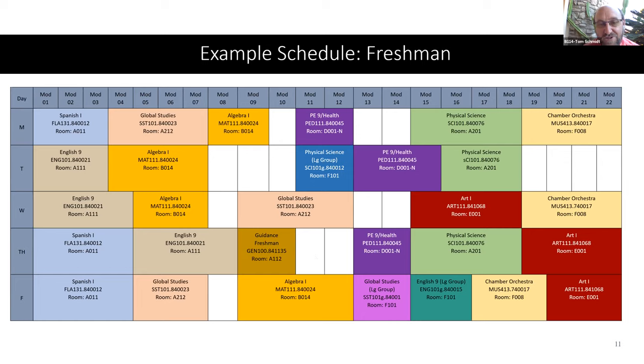But you'll see in mods 13 and 14, it has a large group. At that time, all the freshmen in the building who take global studies, 346 of them, meet in the auditorium for 40 minutes. All four global studies teachers present at the same time, so those students get the same content.